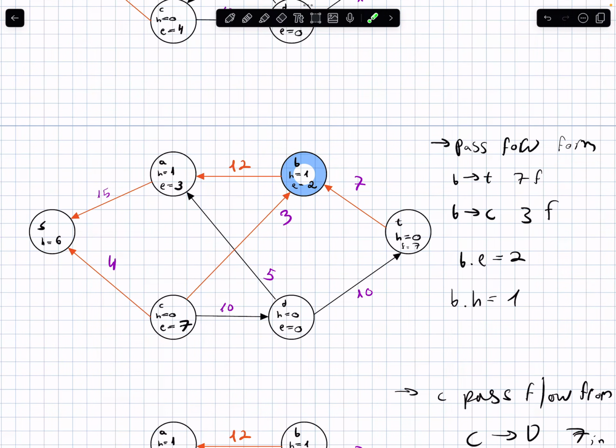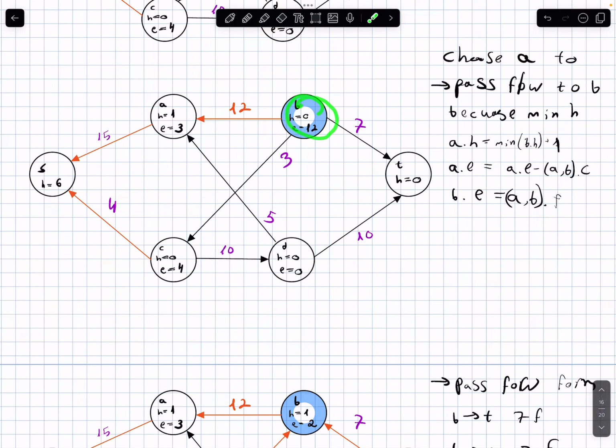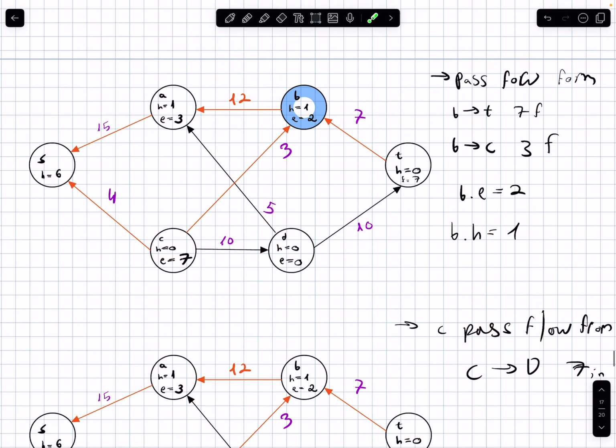So we pass flow from B, okay, which is this node. And then we have to pass the excess to here and here. So this one has capacity 3 and this one 7. So we pass the maximum, 7 here and 3 here. So the excess will be 2 after this pushing, and the height will increase to 1 because this is the minimum between both of them. And the excess here will be 7 after that. And here, because it's the sink, it doesn't really matter. There's no excess. So we will see that.